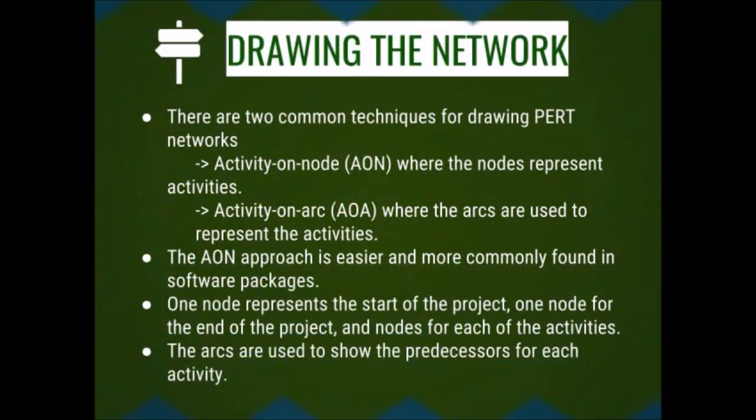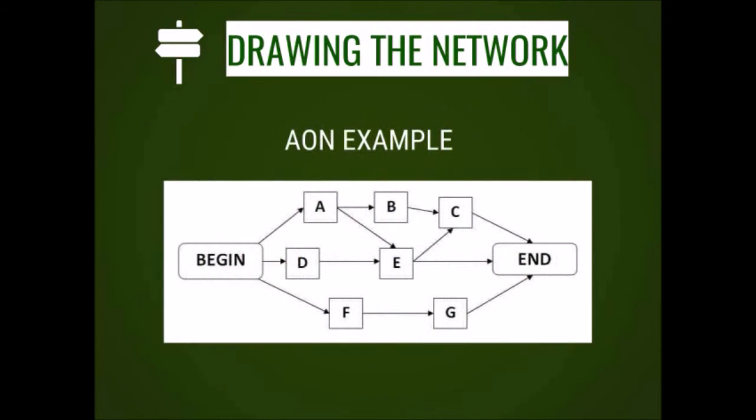There are two common techniques for drawing PERT networks. The first one is activity on node or AON, where the node represents the activity. The other is activity on arc, where the arcs are used to represent the activities. The AON approach is easier and more commonly found in software packages, and this is what we will use in this lesson. Here is an example.